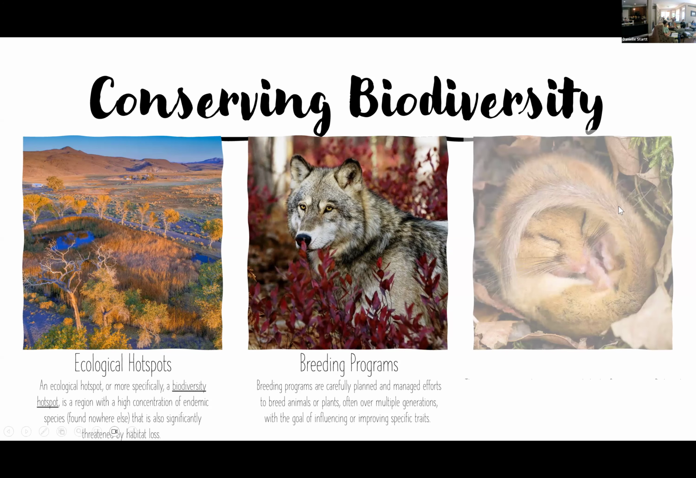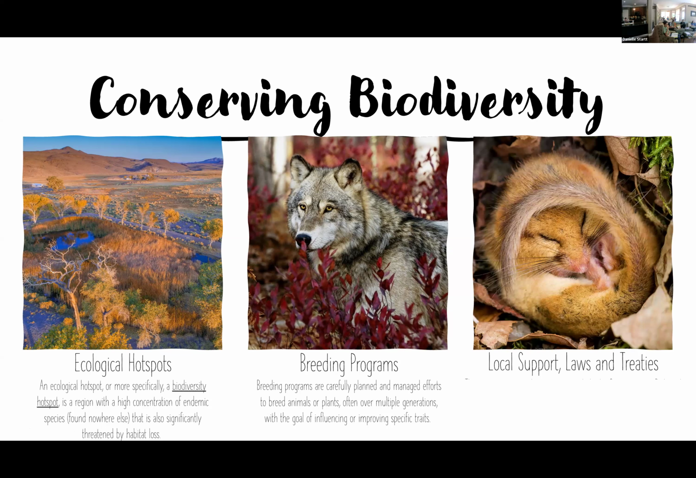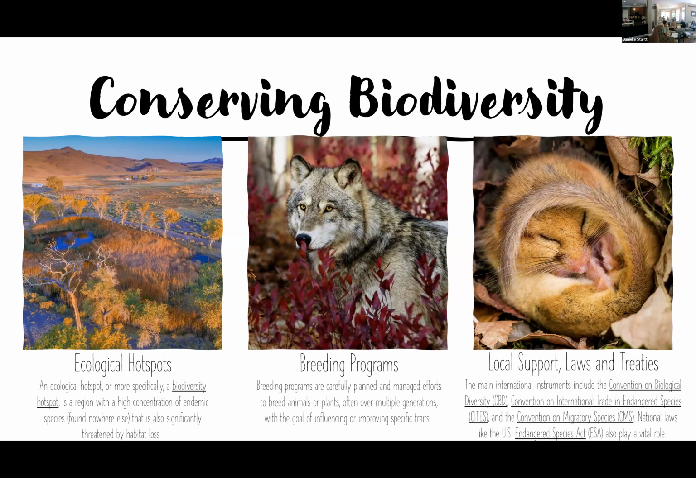So, and then we have our laws and our treaties and all of these things that support. The main international instruments include the Convention on Biological Diversity, the Convention on International Trade in Endangered Species, and the Convention on Migratory Species. National laws in the US, like the Endangered Species Act, also play roles in trying to keep these little critters safe.